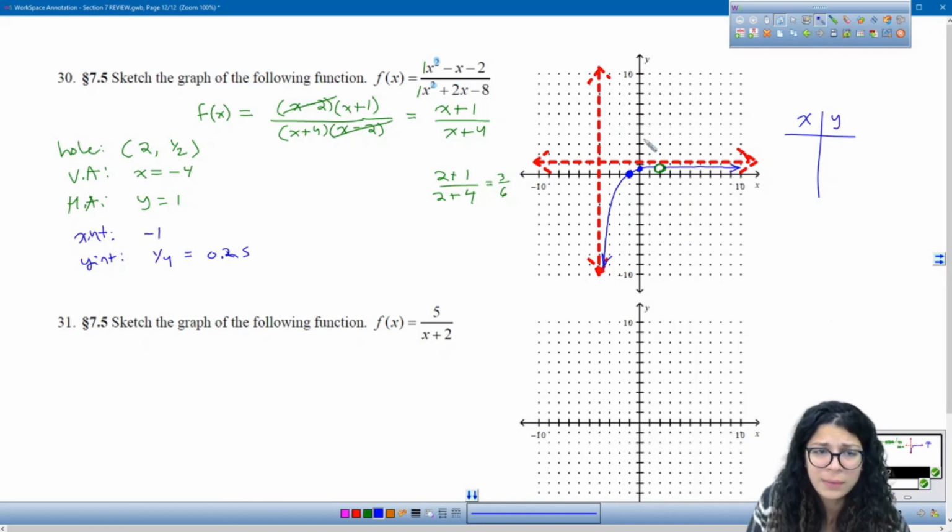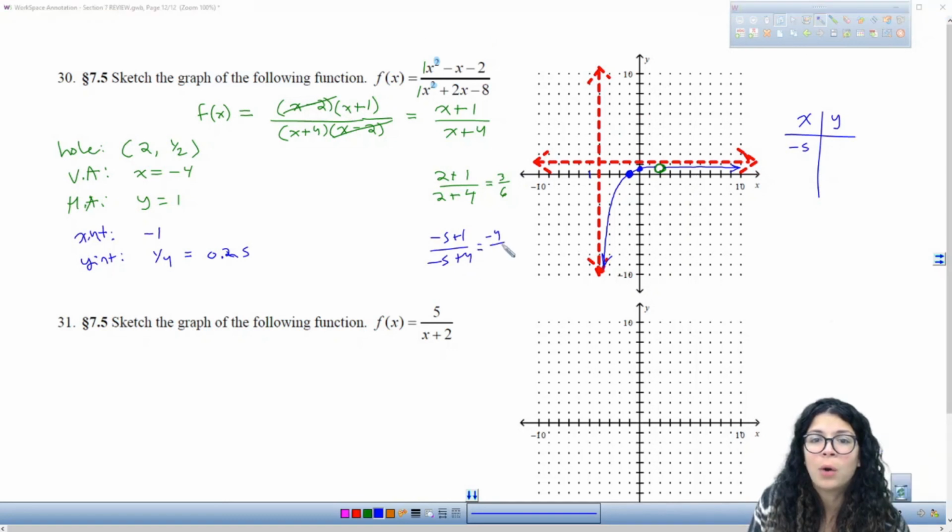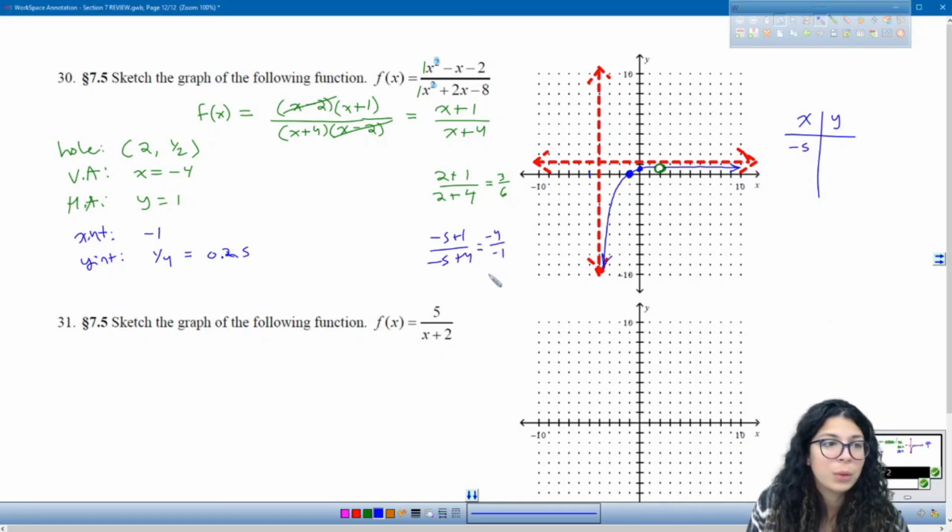Now, when you plug in that x value, you want to make sure that you're plugging in something that is in this area, right? So let's just plug in -5. So if we plug in -5 plus 1 over -5 plus 4 will be -4 over -1. -4 divided by -1 is +4, so that means for an x value of -5, the y value is +4. So the point of -5, 1, 2, 3, 4, is on this function, which means that I am graphing on the top of the horizontal asymptote on the left-hand side.